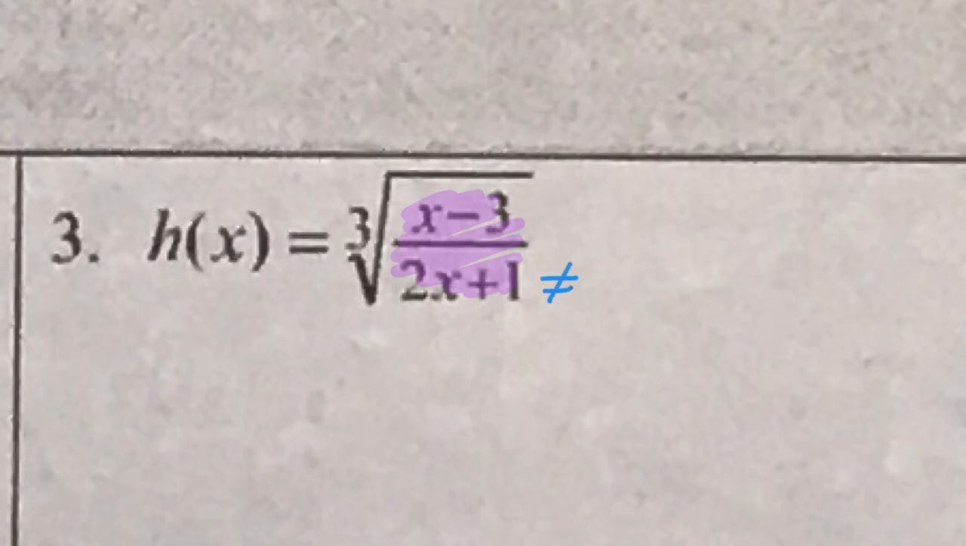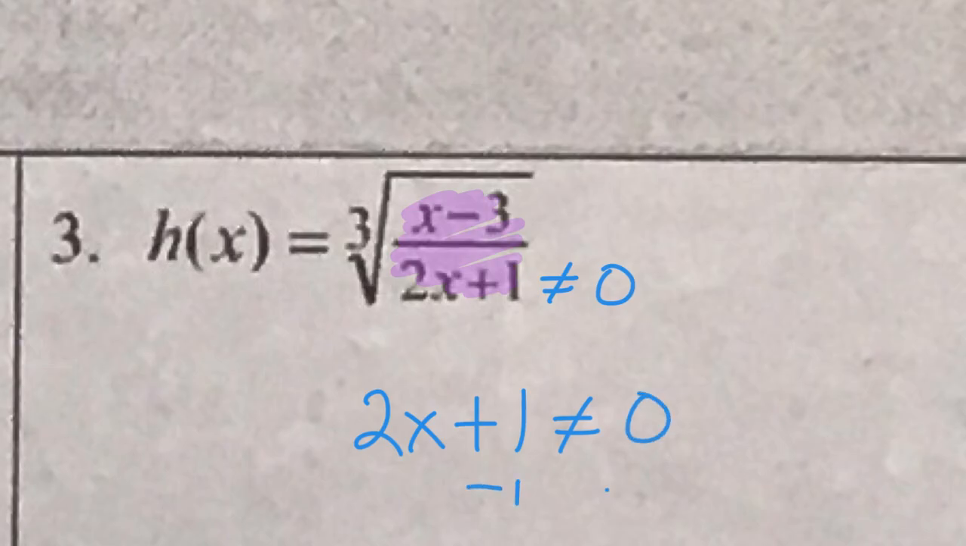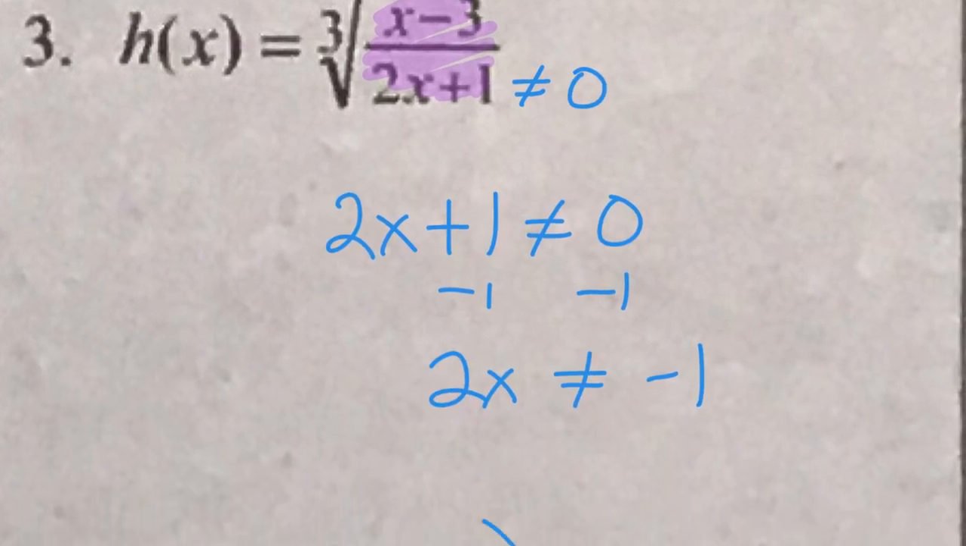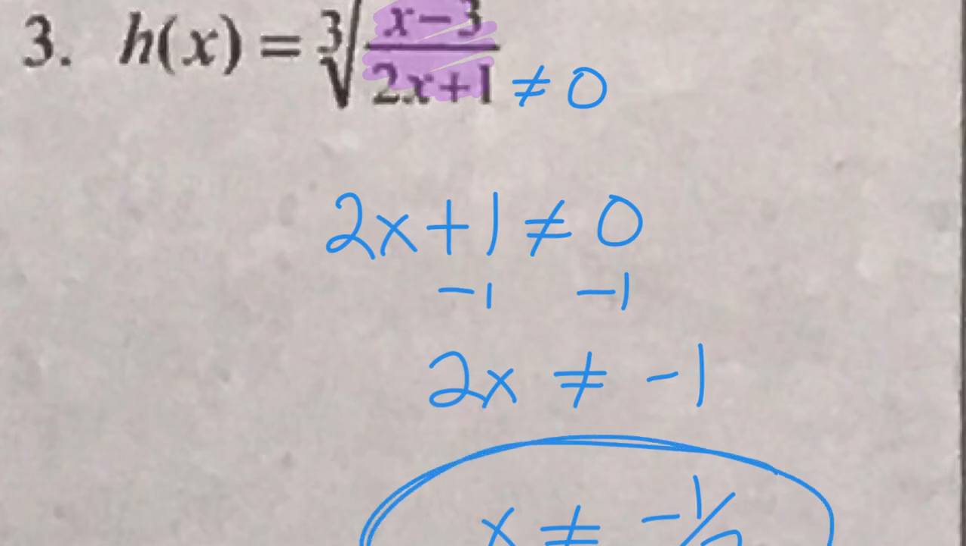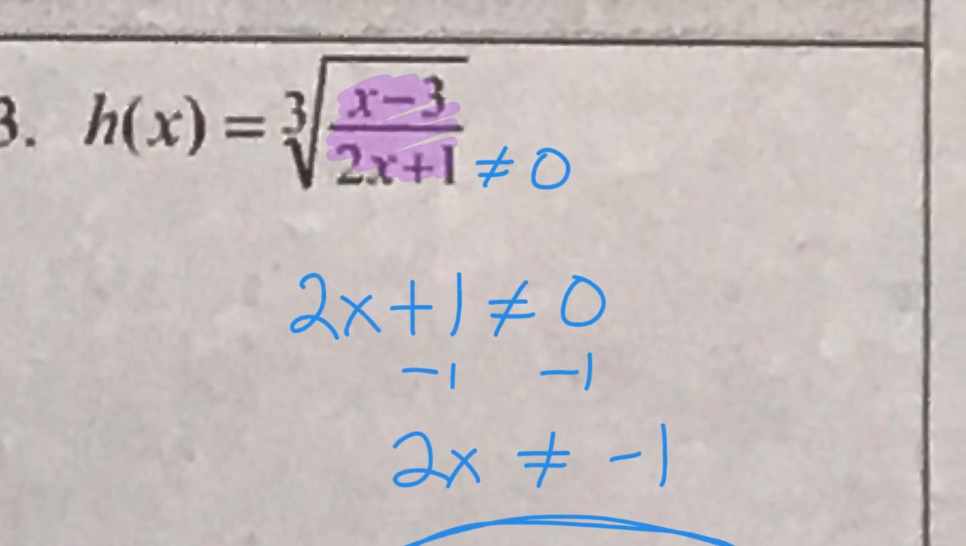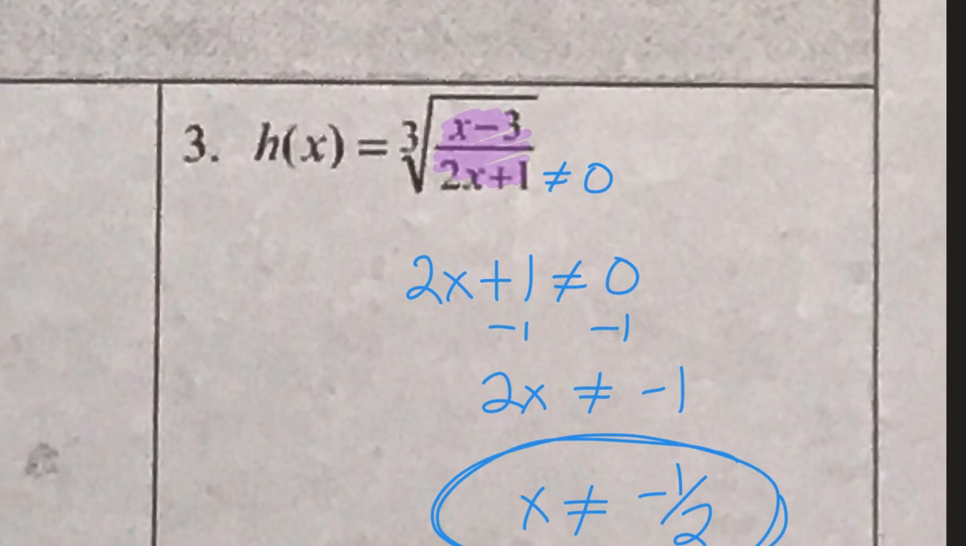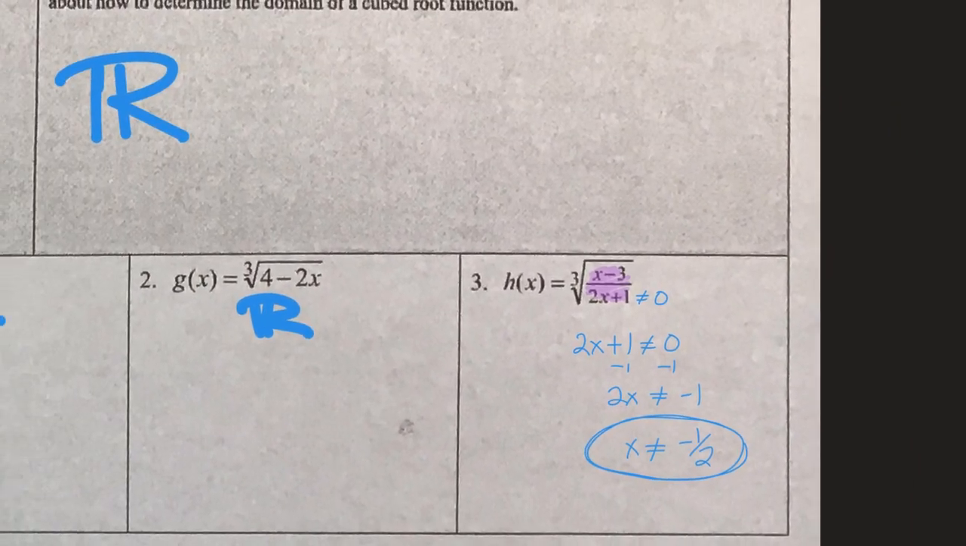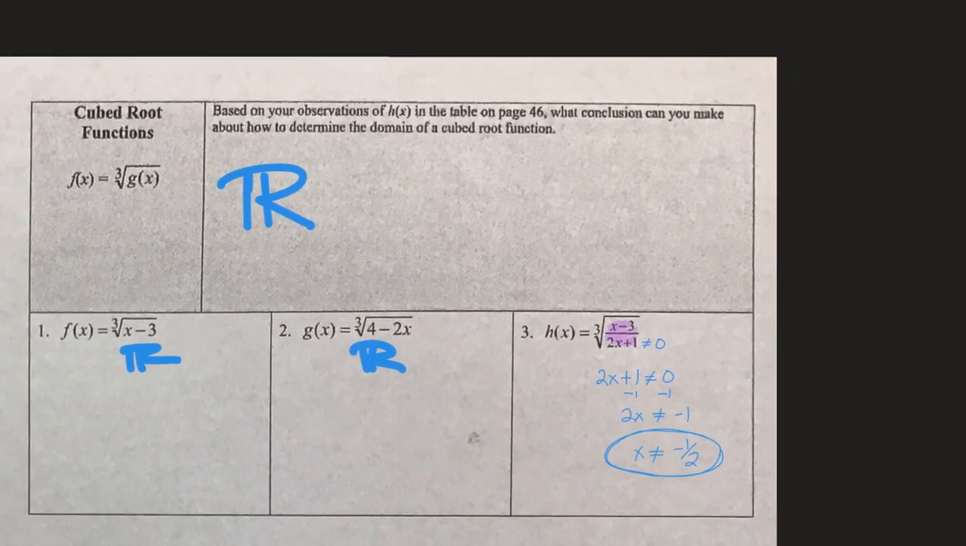So we still have to figure out what numbers make that fraction undefined, because you can't take the cube root of something that's undefined. So we're going to take your denominator, even though it's underneath a cube root, which doesn't have any restrictions, and we are going to figure out what makes this one undefined. And we have to keep out whatever value that happens to be. So negative 1/2 is the only value that we have to exclude from our domain in order to make that h value a good value.